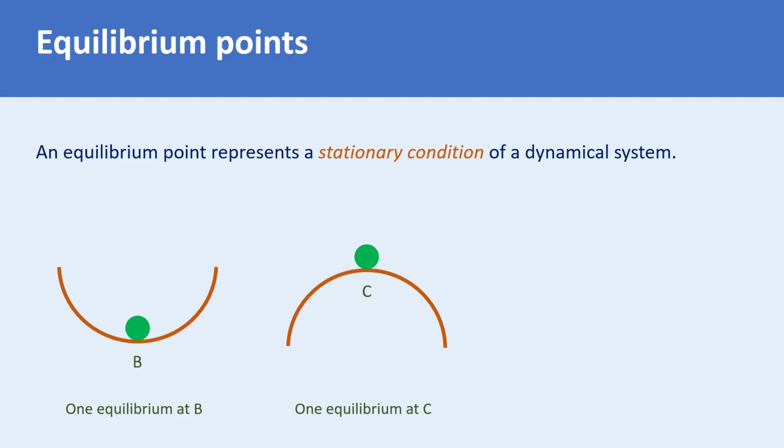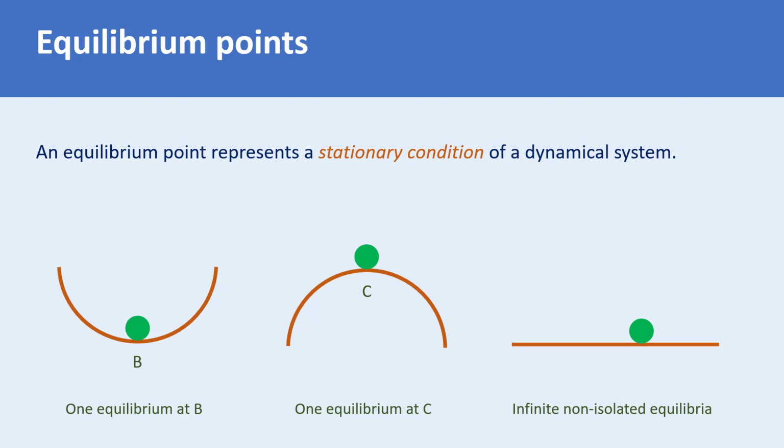In the third example, consider a ball on a flat horizontal surface. Any point on this surface is an equilibrium point because there is no sideways force at any point on this surface. So this system has infinite number of equilibrium points, and the equilibrium points are not isolated from each other. We call them non-isolated equilibrium points.